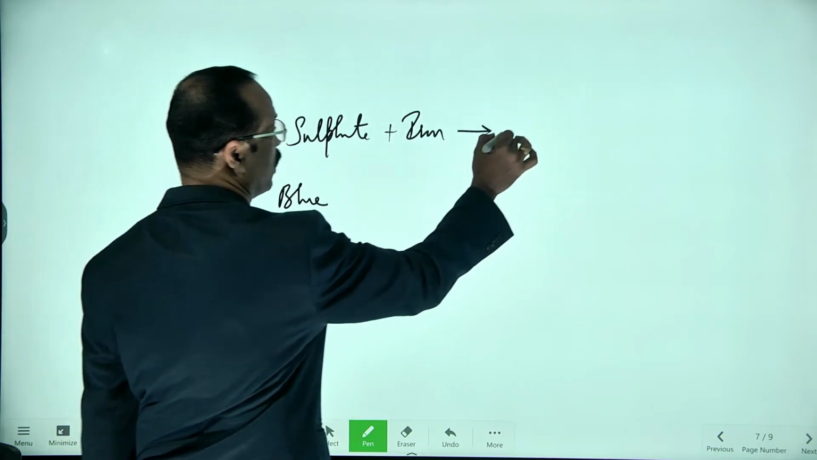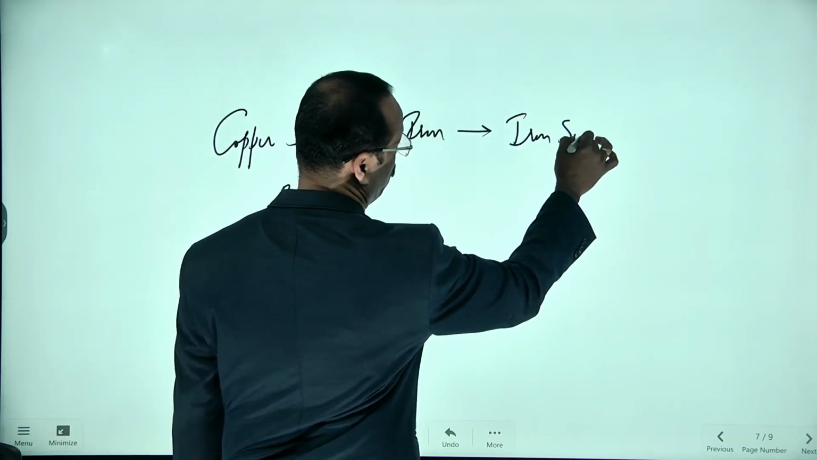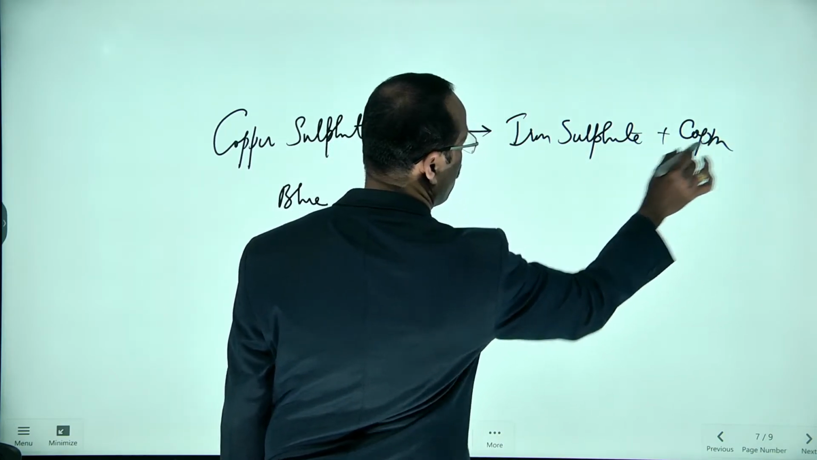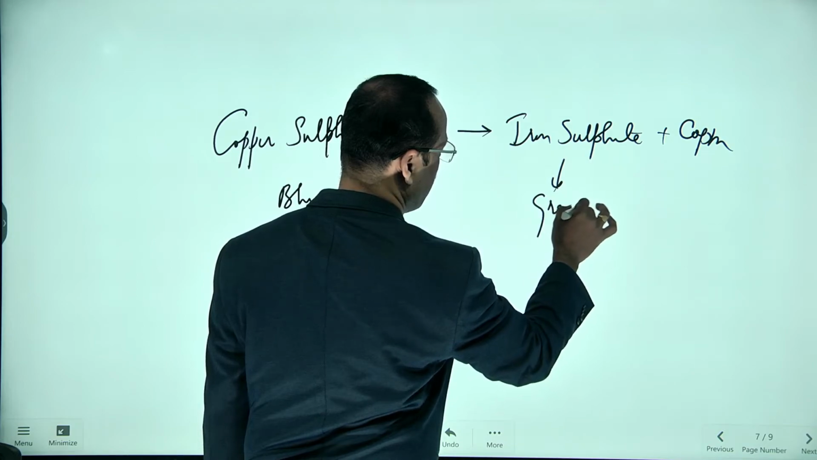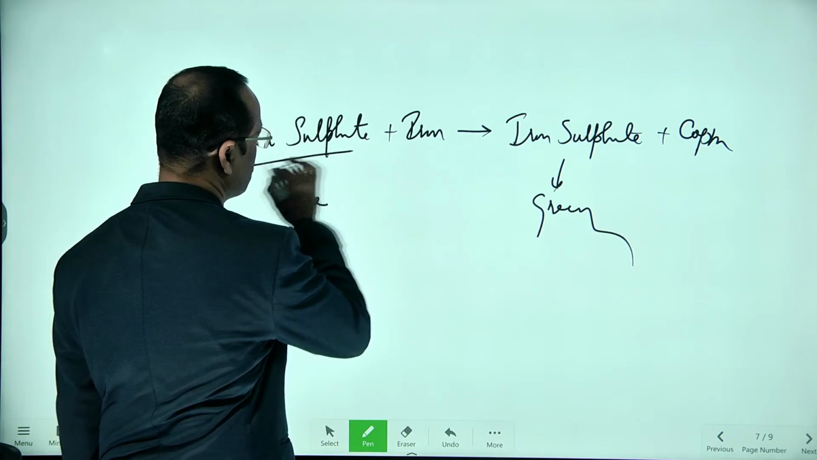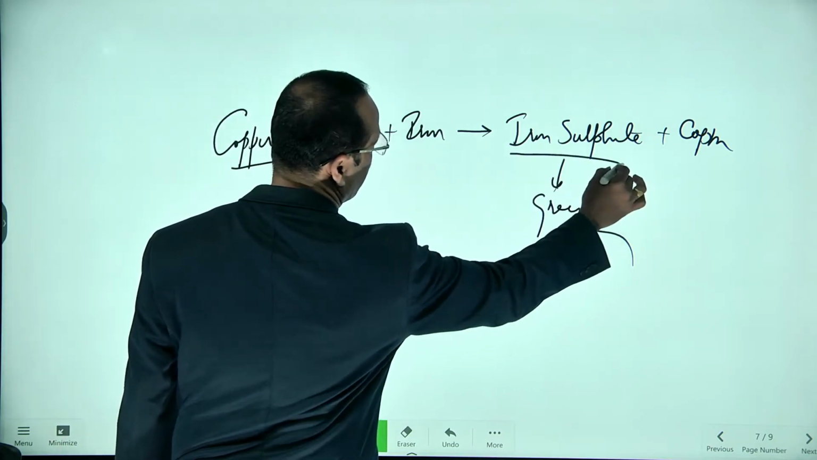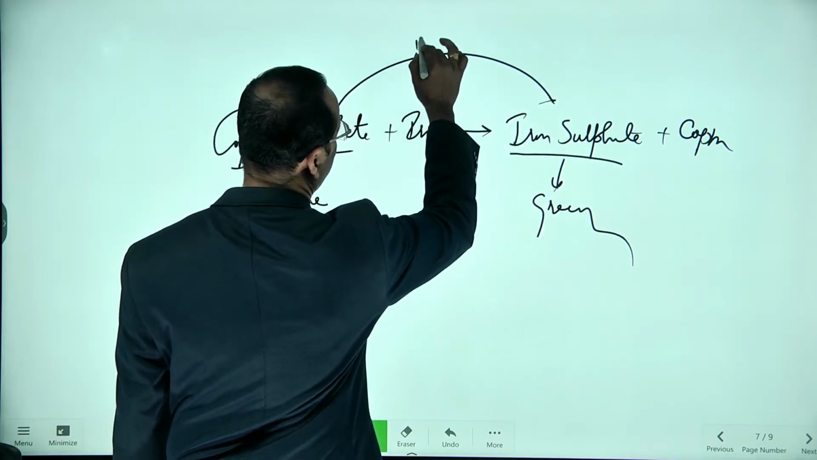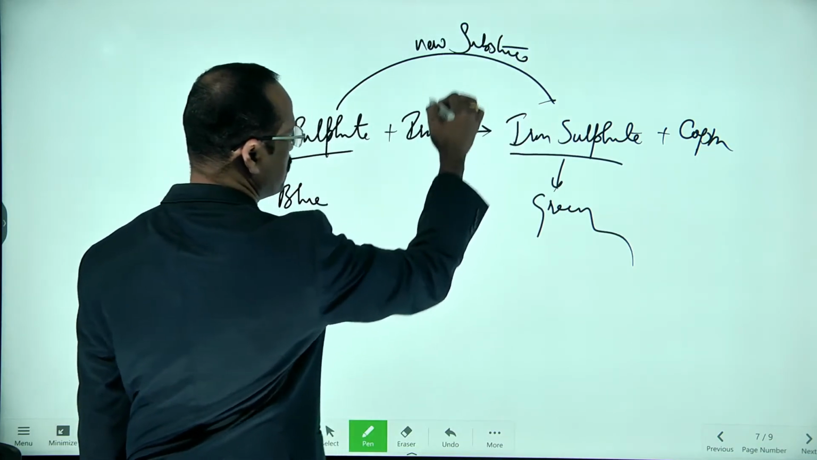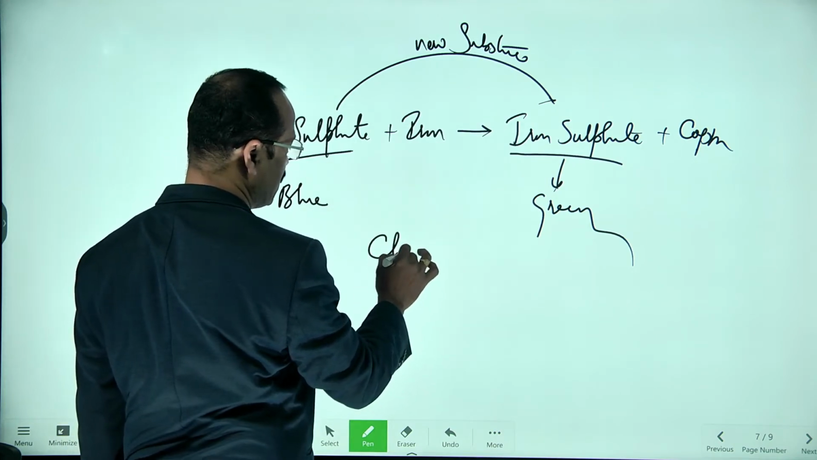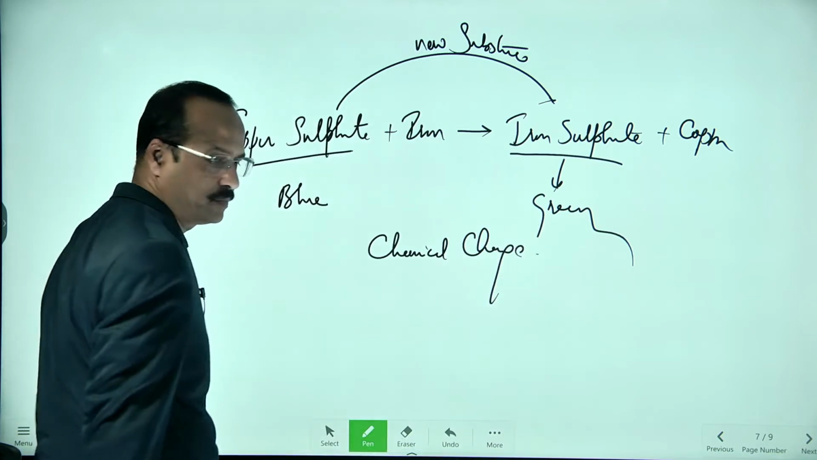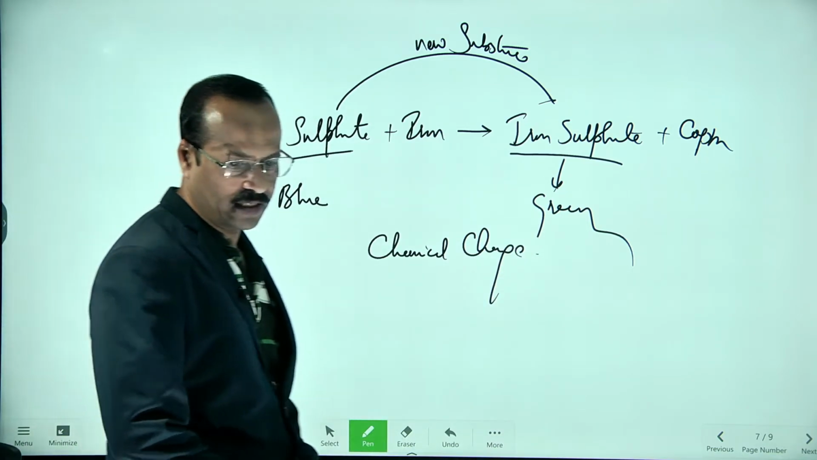Then what happens? It forms iron sulfate, and copper comes out. Iron sulfate is green in color. So here we take copper sulfate but get iron sulfate, which means a new substance is forming. Hence it is a chemical change. Is this clear? Yes, sir. So that's the right answer. Next.